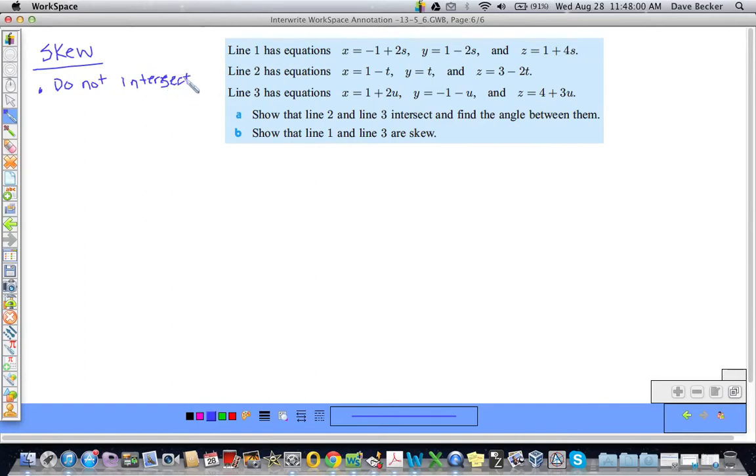Intersect. Okay, if they don't intersect, they could be parallel, so then they would be in the same plane, and if they're skew, they're not in the same plane. So I also have to say, or show, that they are not parallel. So two things. Let's start with not intersecting right here.